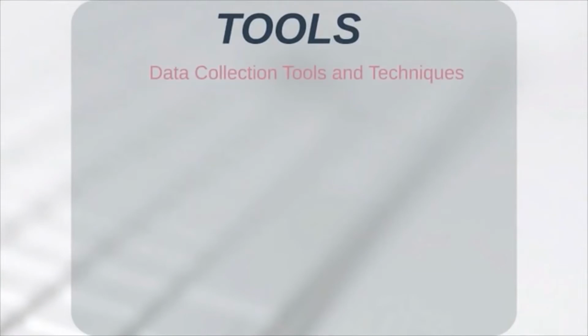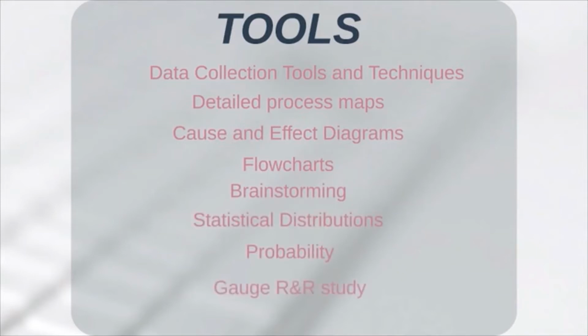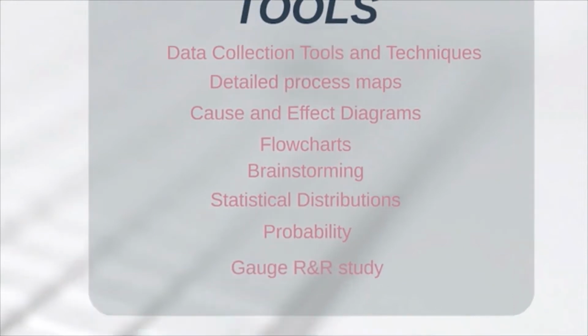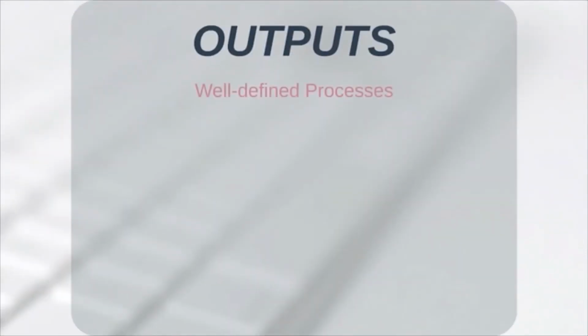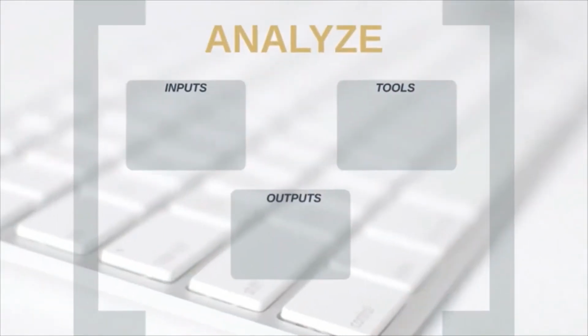The tools recommended for this phase are data collection tools and techniques, detailed process maps, cause and effect diagrams, flow charts, brainstorming, statistical distributions, probability, and gauge R&R study. The expected outputs are well-defined processes, baseline process capability, process parameters affecting CTQ (critical to quality), cost of poor quality (COPQ), and measurement systems.